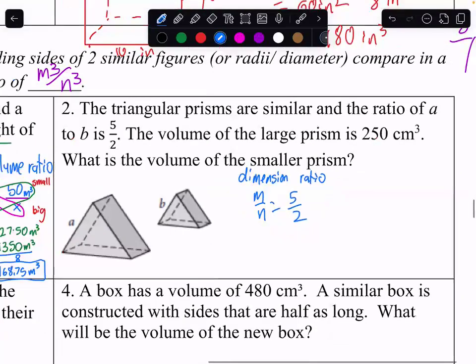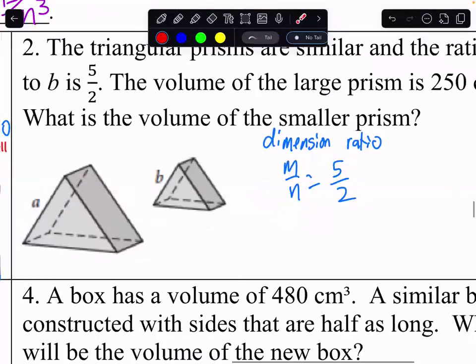Okay, and then we're told that the volume of the large prism is 250 centimeters cubed. What happens all the time is students want to do 5 over 2 equals 250 over x. That doesn't work because the 250 is a volume, and this ratio cannot be used for volumes. This ratio can only be used for dimensions. So we need to convert the dimension ratio to a volume ratio.